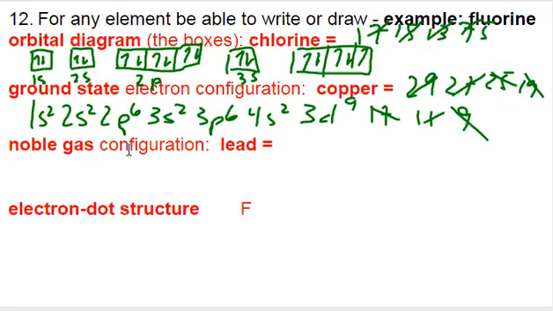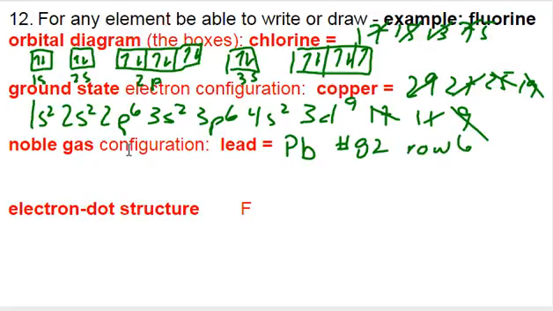Noble gas configuration, if you can't do this without doing the ground state first, it's not a good shortcut. So noble gas, the idea is that if you look at lead, what period is lead in? It's Pb. It's got a weird symbol. It's number 82. And what period is it in? So it's in row 6 or period 6.